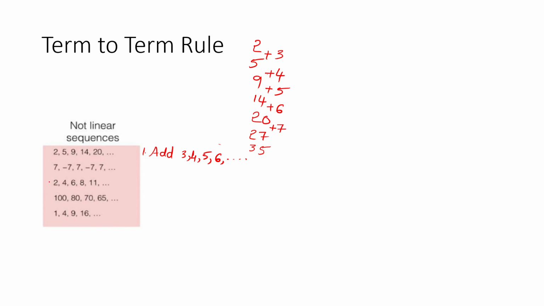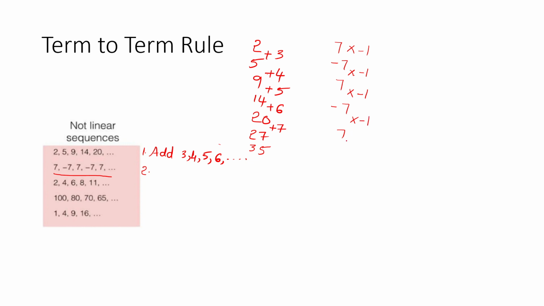Then the next one, 7 comma minus 7 comma 7 comma minus 7 comma 7. Here I will just write that 7, minus 7, 7, minus 7, 7. It is very simple. Multiply by minus 1. 7 into minus 1. What is the answer? Minus 7. Along with this minus 7, I am multiplying by minus 1. What is the answer? Minus into minus, it will be plus. So plus 7. And again I am multiplying it with minus 1. Then it will be minus 7. Again I am multiplying it with minus 1.